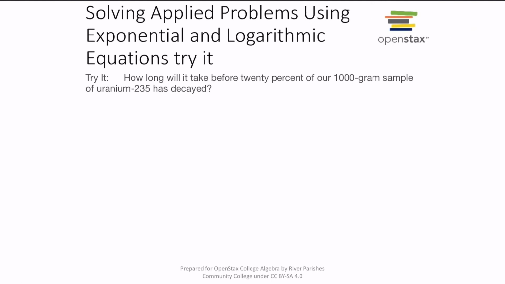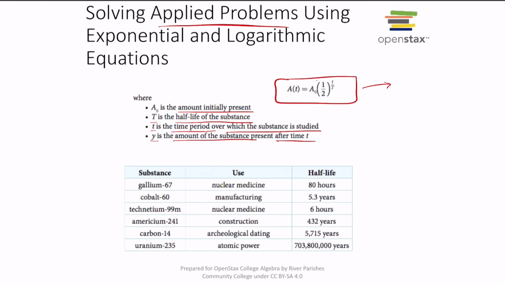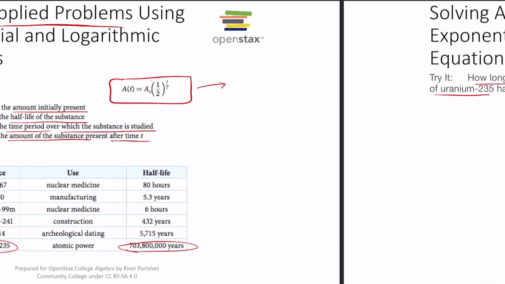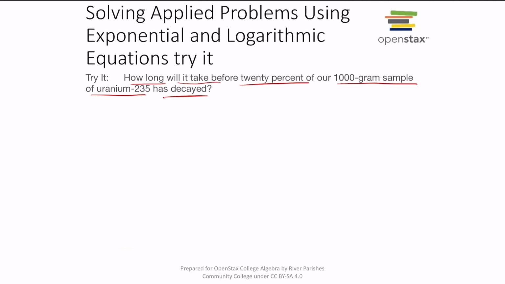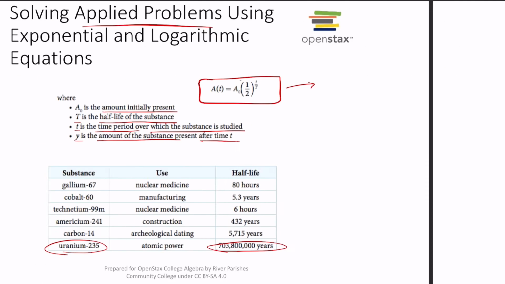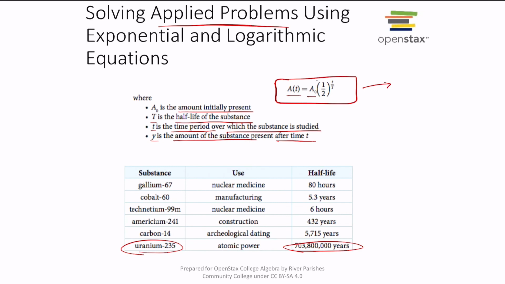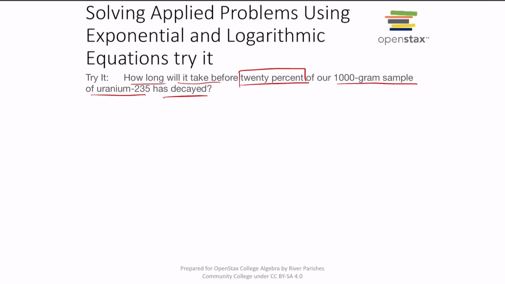So here they have given us how long it will take before 20% of a 100 gram sample of uranium has decayed. Uranium has a half-life period of 703,800,000 years. So they're asking you for 20% to be left, so they are asking you for A of t by A naught. Notice that 20% here means that A of t by A naught is 0.20.